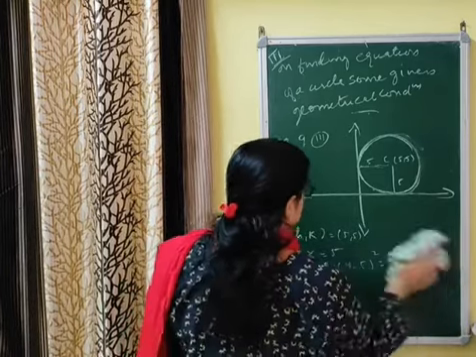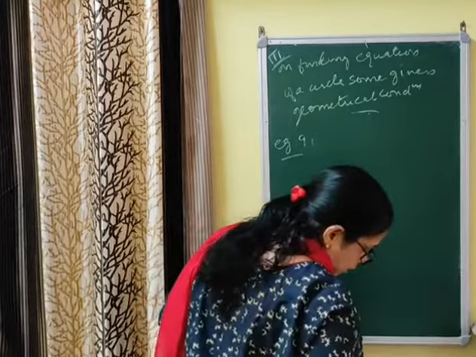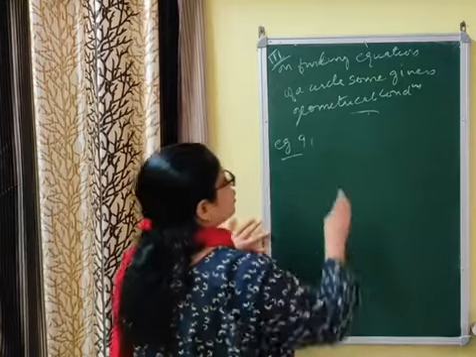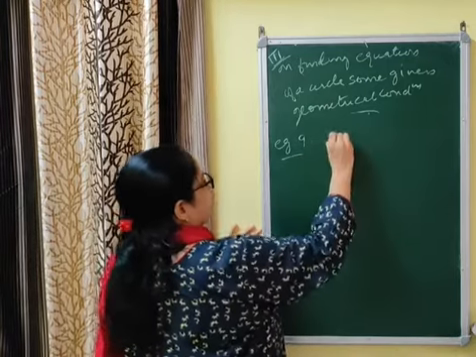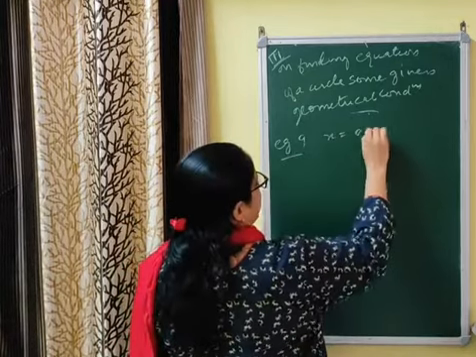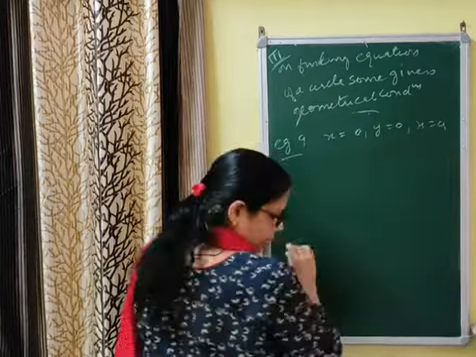The last part of this question is that the circle touches the lines x equal to 0, y equal to 0 and x equal to a. The circle touches the line x equal to 0, that is the y-axis, y equal to 0, the x-axis, and x equal to a. How can we draw the figure?